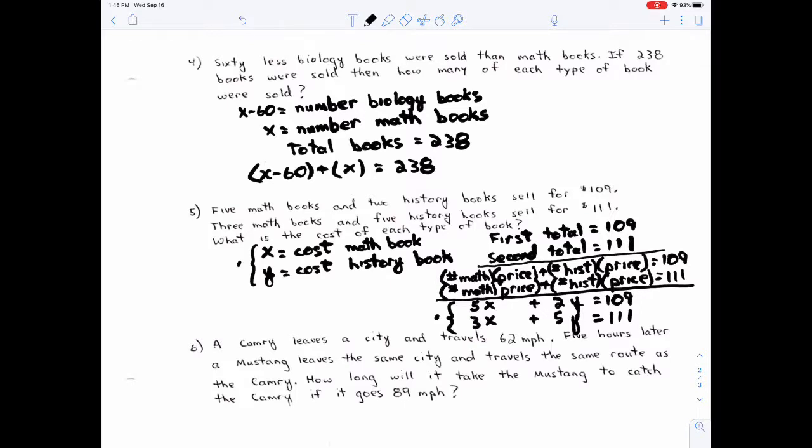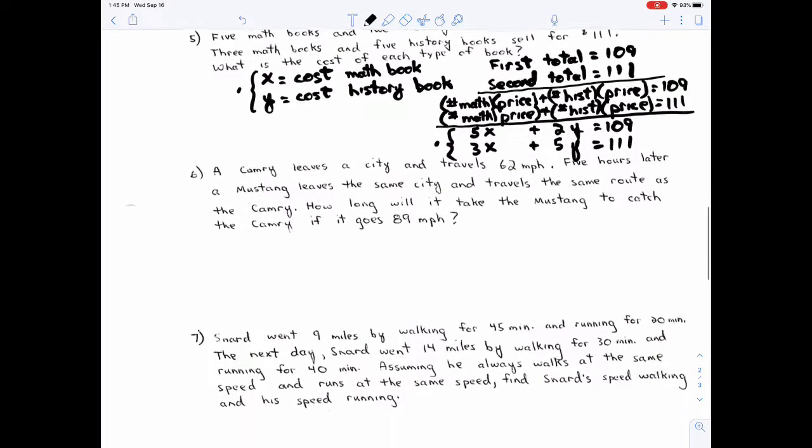Why? Because the 2 things we're looking for, the cost of a math book and the cost of a history book, they didn't give us a relationship between any of those 2 things, okay? They didn't give us a relationship between those 2 things in the problem. Okay? All right. Let's take a look at number 6.